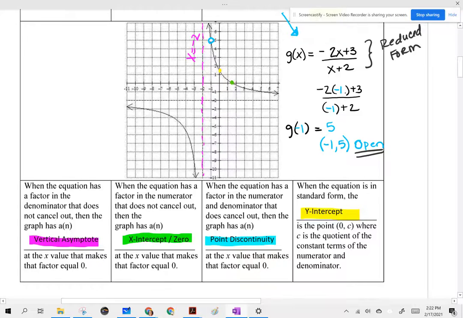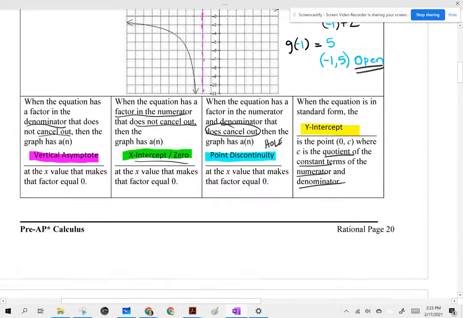And so that's just what this saying down here says. When the equation has a factor in the denominator that does not cancel out, we're going to get a vertical asymptote. A factor in the numerator that does not cancel out, then that's going to give us an x-intercept, also known as a 0. And if there is a common factor in the numerator and the denominator, that's going to give us that hole. And then when the equation is in standard form, we just take a look at the quotient of the constants in the numerator and the denominator. All right. So that's all review.